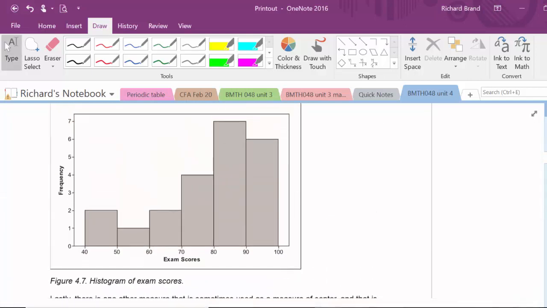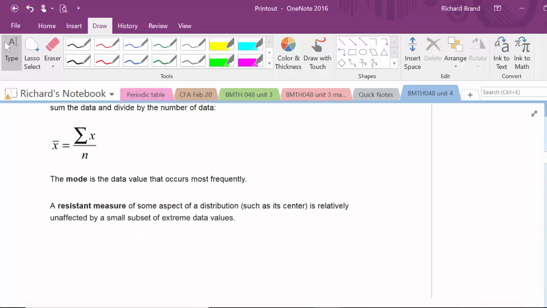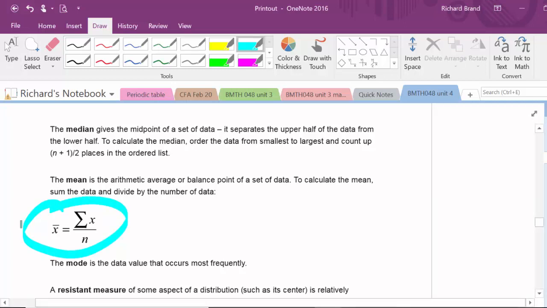And there's a histogram, again, of the exam scores used as an example in the notes. You can see that the histogram is skewed, and so the mean will not match up closely with the median. And they talk about that in the notes. So there are some key terms: median, it's the midpoint of a set of data, and then you've got the formula for calculating the average or the mean.